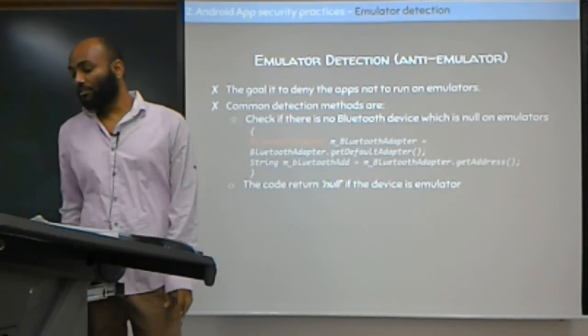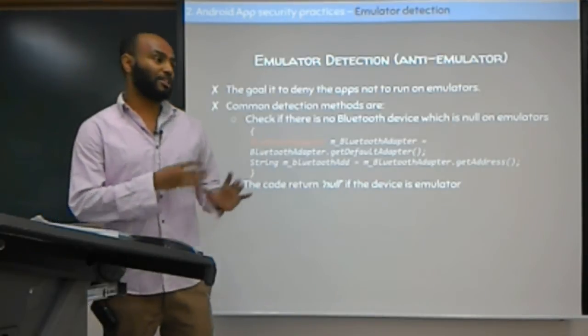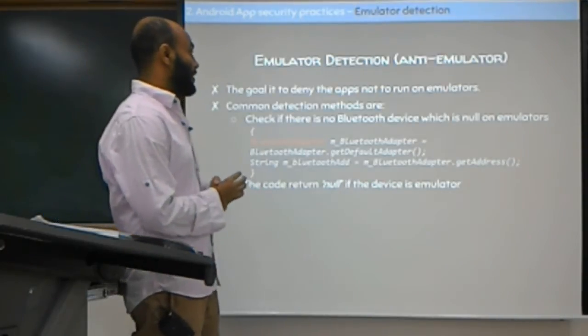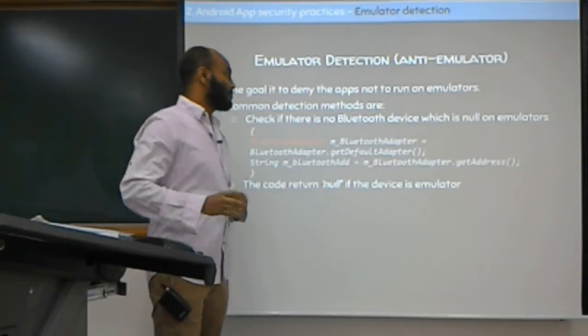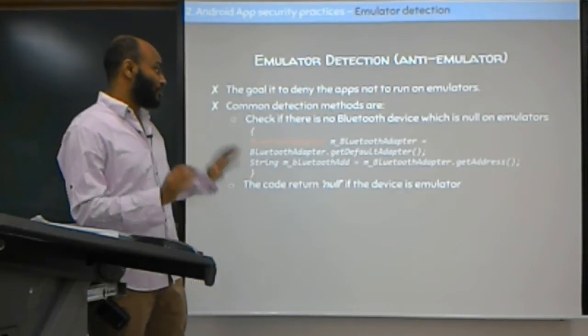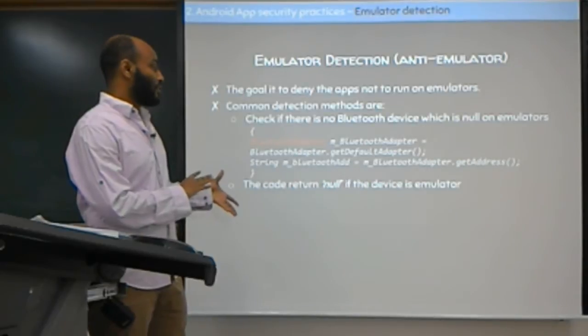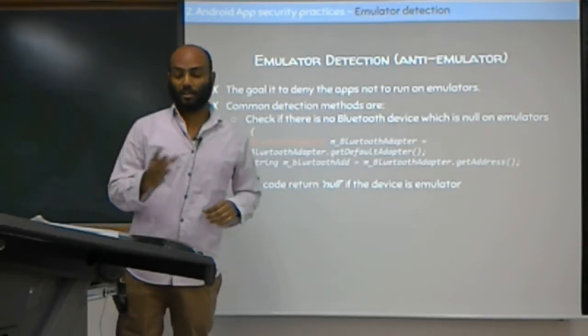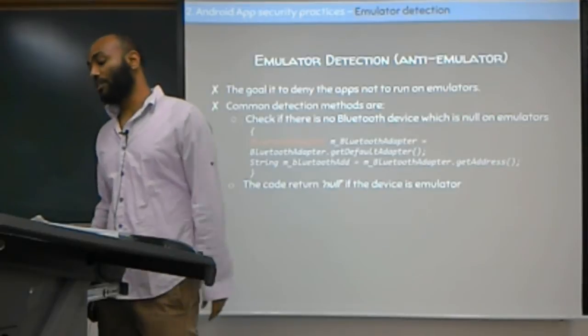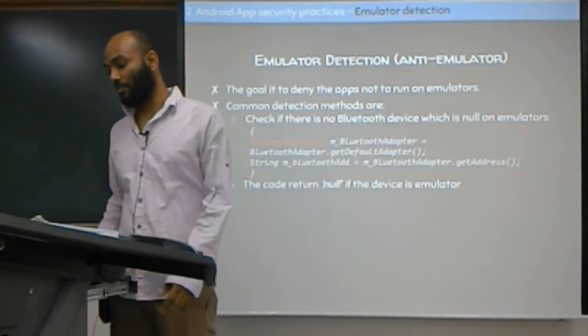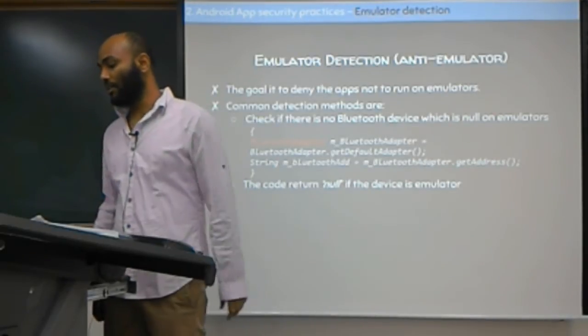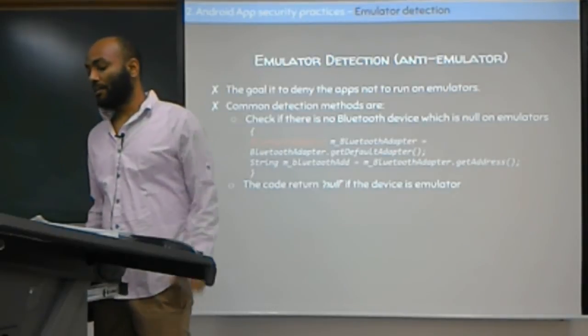The common detection methods: the first one is to check Bluetooth. We cannot get Bluetooth devices on emulators. So if the device doesn't have a Bluetooth device, we can suspect that it is an emulator. So we can check for the Bluetooth device.